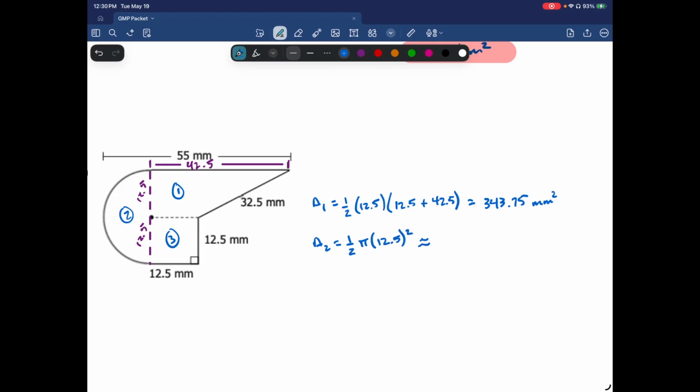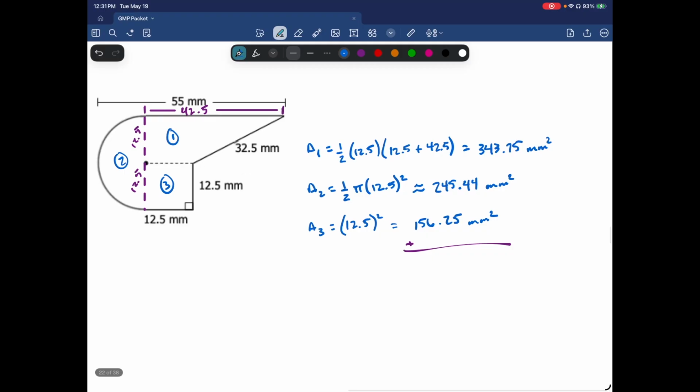It's going to give me a decimal of 245.44 millimeters squared. And my third area is simply going to be 12.5 squared. And so that's going to give me, let's see, 156.25 millimeters squared. Add them up. And that's going to give you a total of 754.44 millimeters squared.